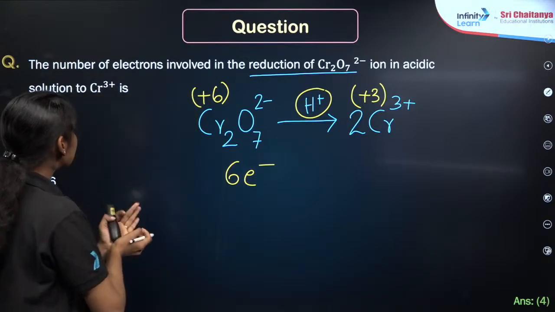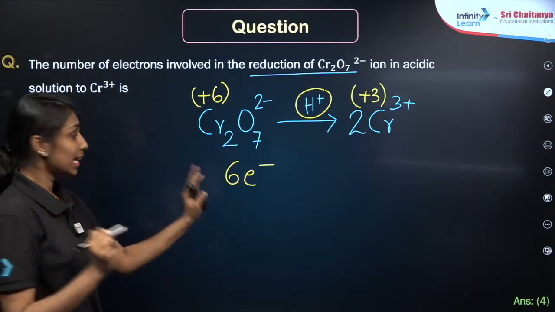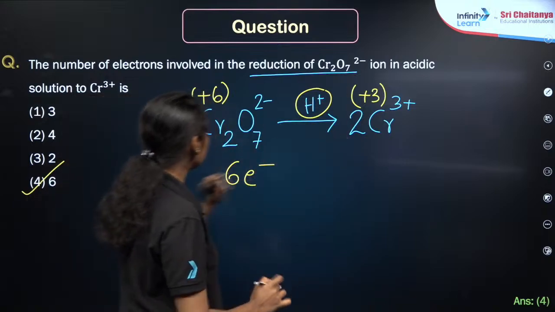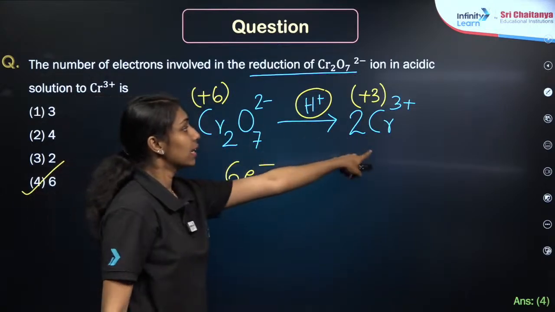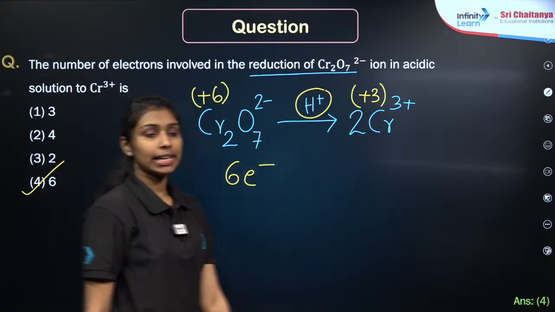Okay, Samir, if you are considering only 1 chromium atom, it is +3. Here you have to consider 2 chromium atoms, right? Because it is Cr2O7, and each becomes Cr3+. Right? Clear?